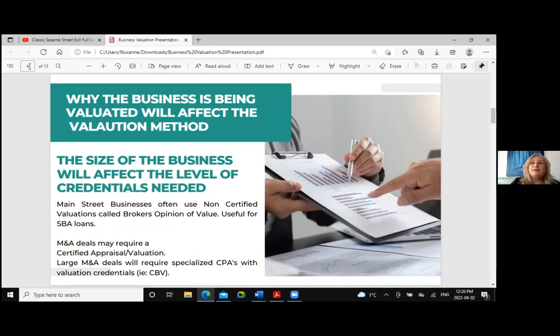Well, EBITDA is a measure of the earnings. So if you're in a startup and there are no earnings, then you're not going to be using EBITDA as your valuation method. You're going to have to use another type of valuation method.